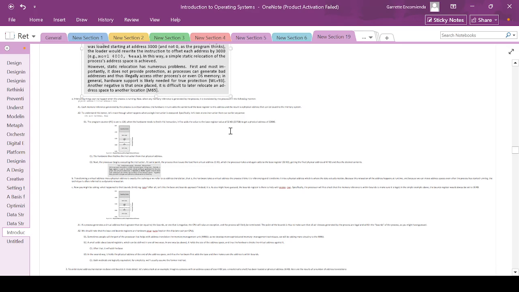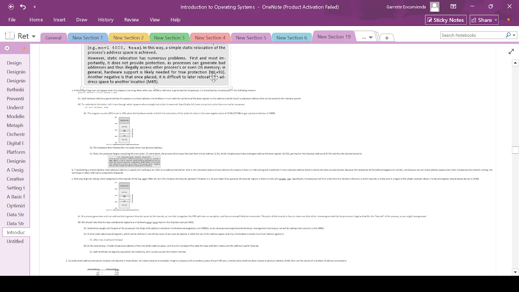However, static relocation has numerous problems. First and most importantly, it does not provide protection, as processes can generate bad addresses and thus illegally access other processes or even OS memory. So this still has that initial problem with the OS, where another process could take over other processes, and through system calls a process could take over the OS. In general, hardware support is likely needed for true protection.